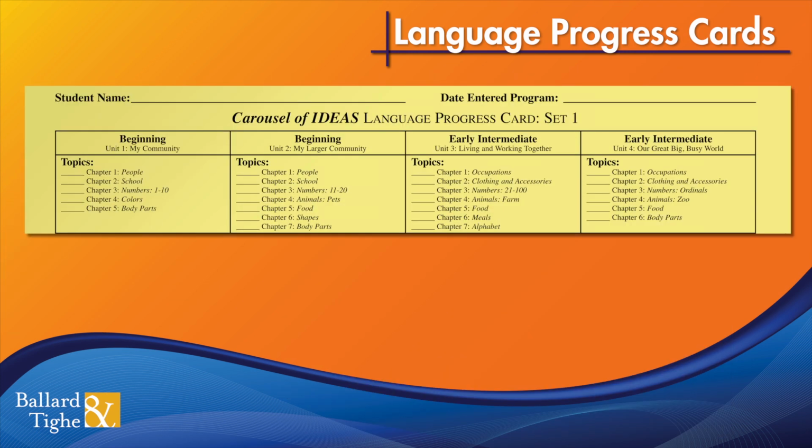If you look horizontally across the top of the card, you will see that some of the chapters have the same topic. It is not the same vocabulary because as students move through the program, the vocabulary and language structures get more and more complex and sophisticated. For example, the people in Unit 1, Chapter 1, are the immediate family and the teacher. In Unit 2, Chapter 1, students learn about the extended family and other support personnel in the school environment.